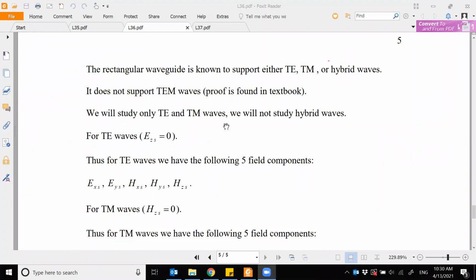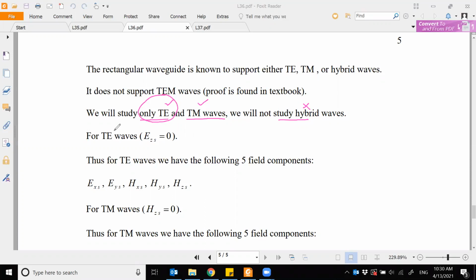Okay. So now what we are going to do here is study both TE and TM waves. The proof of why it doesn't support hybrid modes is there in the textbook, you can go and check it. We will not study hybrid modes. We will just study TE and TM. From here, guys, we will study TE in more detail, and TM will follow it, so we will just look at the final expressions of TM.